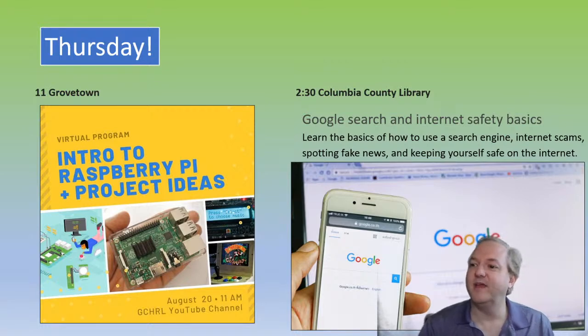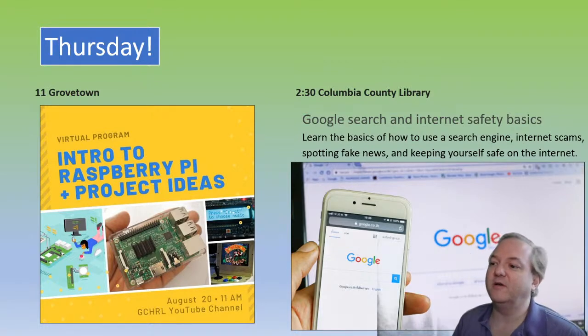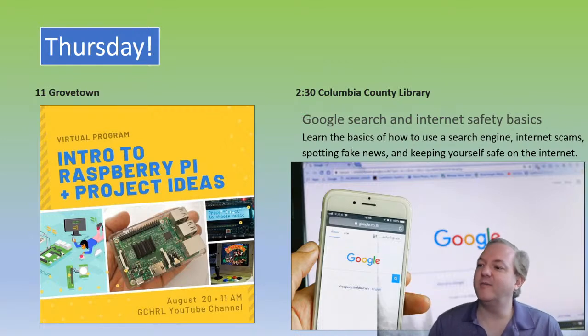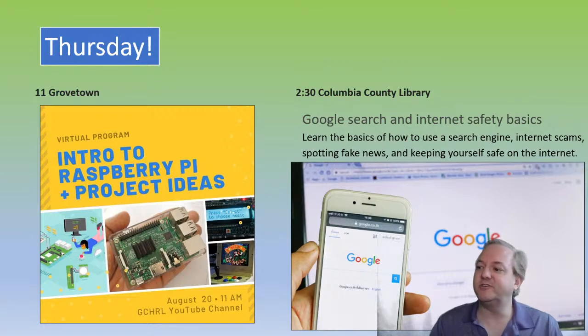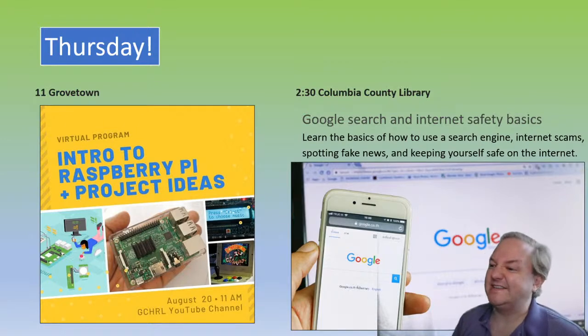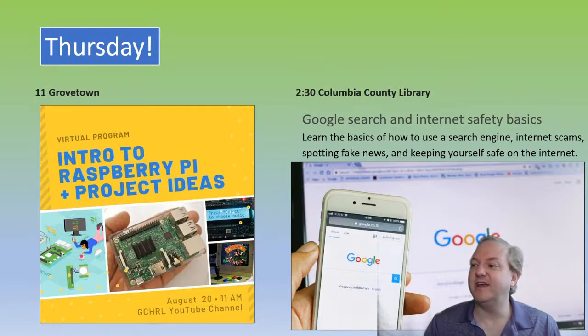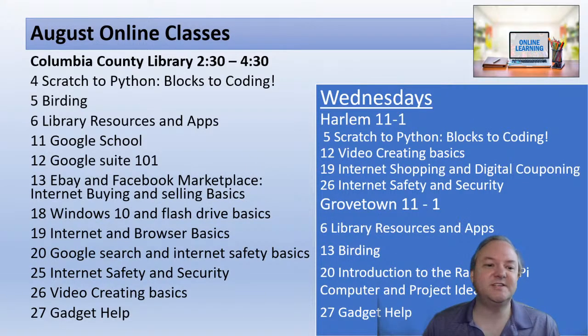So this is kind of an introduction to Raspberry Pi and project ideas to get you started: what to buy, thinking about what projects you can do, and getting you headed in the right direction. And on Thursday, we're going to be doing part three of our introduction, Google search and internet safety basics. We'll talk more about using our search engine, talk about internet scams, spotting fake news, and keeping yourself safe while you're online. Here's a list of our full schedule for the month. And then at the end, the last week in the month, we'll have the schedule for next month coming out, which is September. September. Can you believe it?